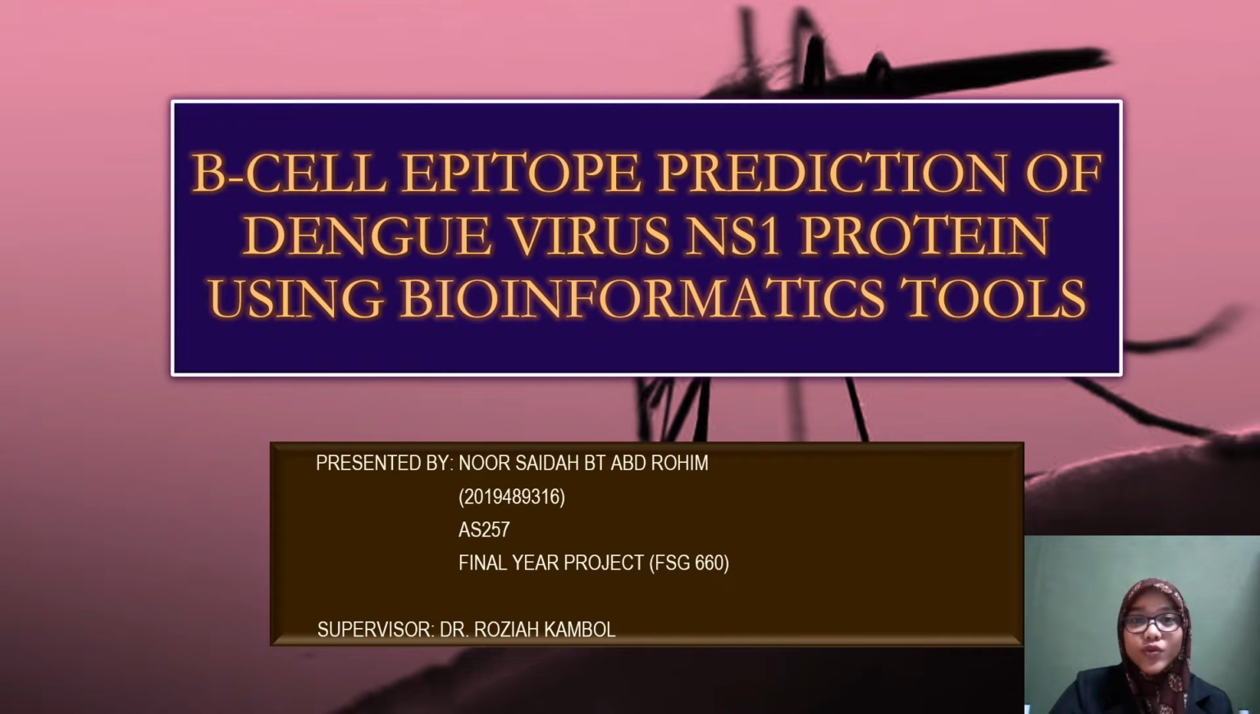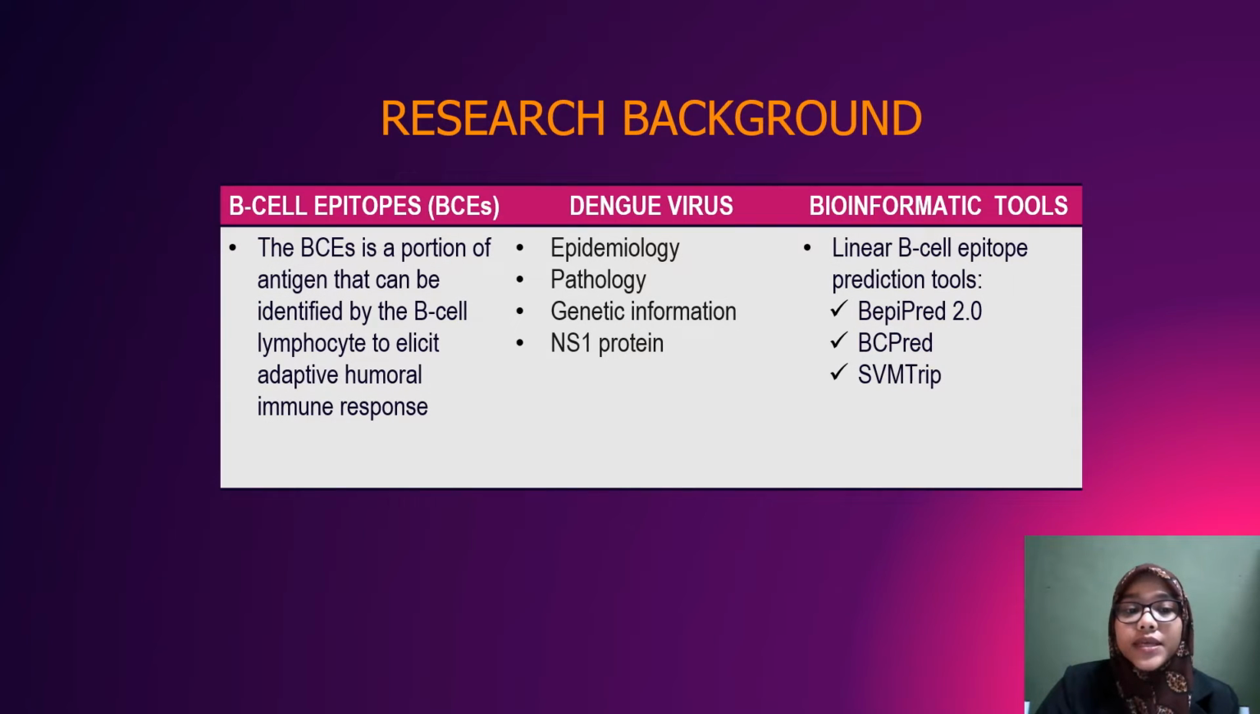My final year project is entitled B-cell epitope prediction of dengue virus NS1 protein using bioinformatics tools. The B-cell epitope is a portion of antigen or the antigenic determinant that can be recognized by the B-cell lymphocyte to elicit adaptive humoral immune response.